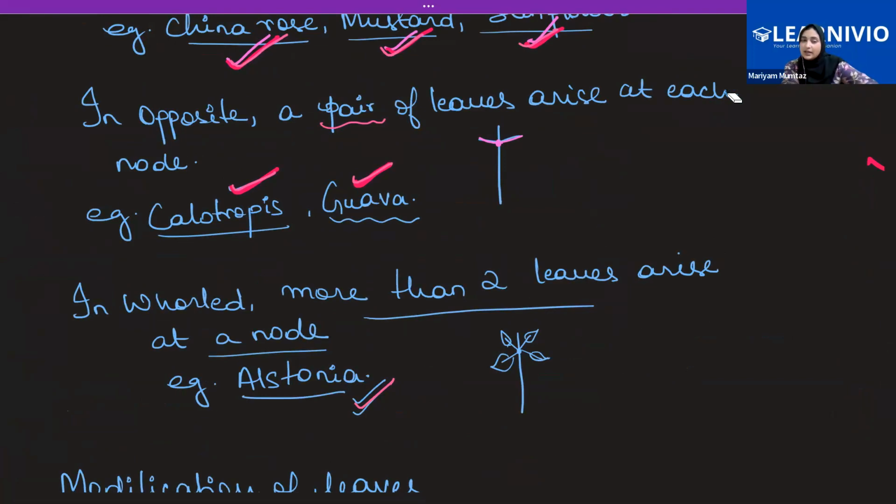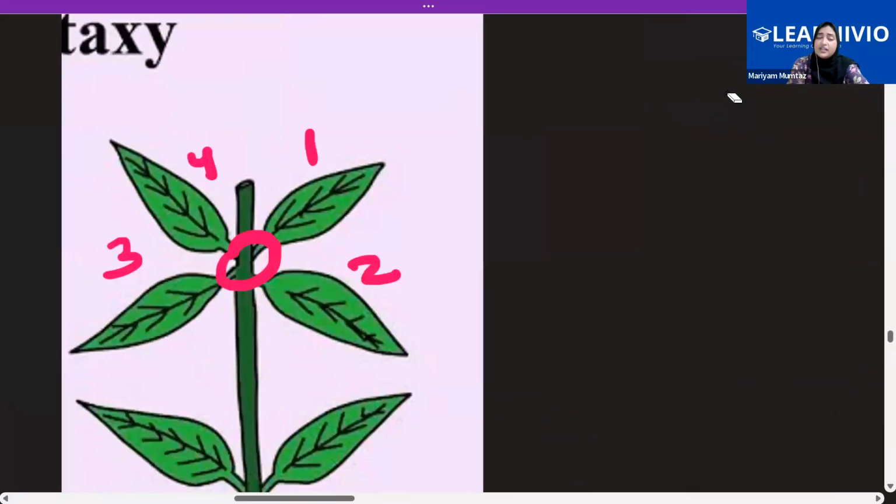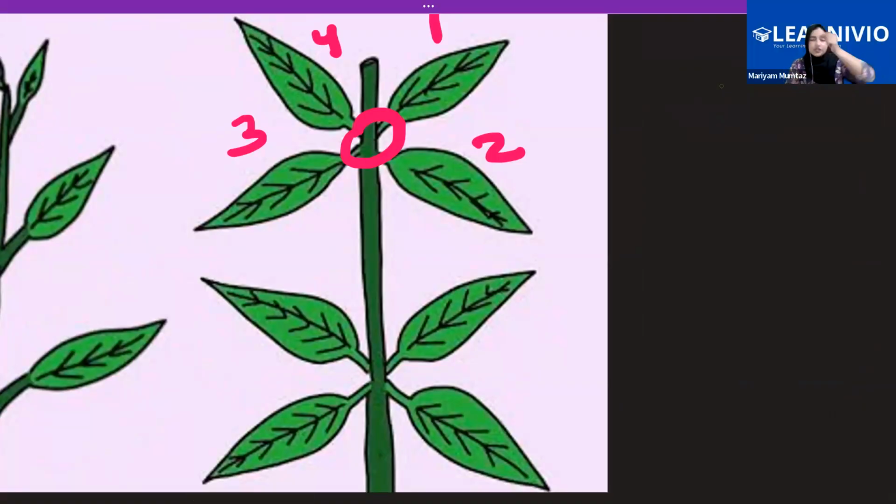Now comes the last one, which is the whorled phyllotaxy. Here, at every node, several leaves arise. It's not just one or two on a node. No. Several leaves arise at one node. Clear?